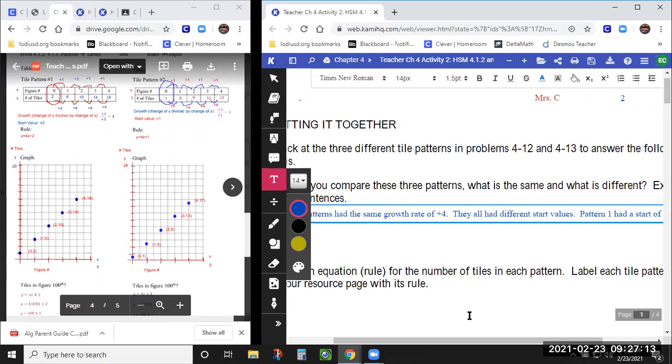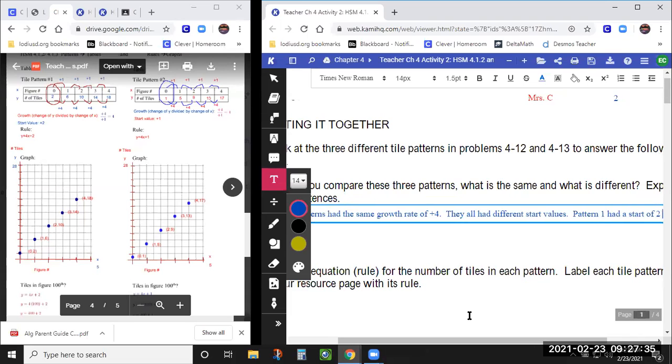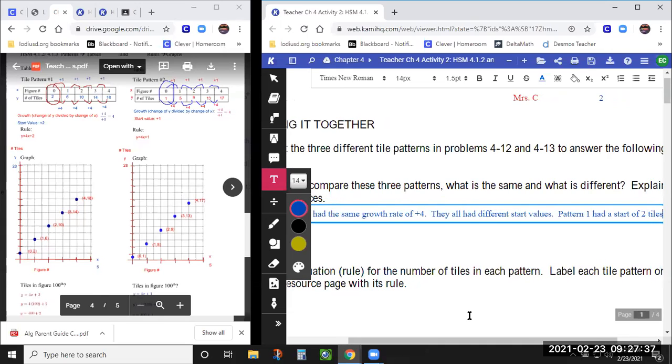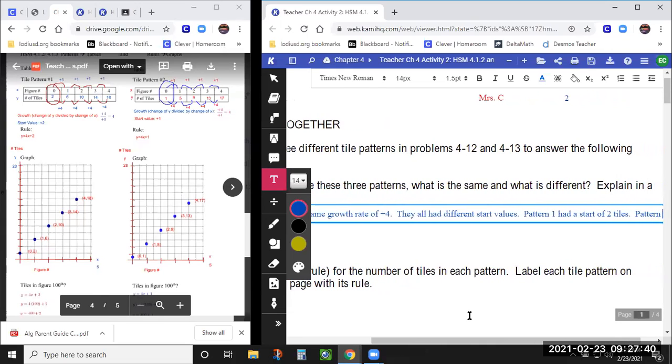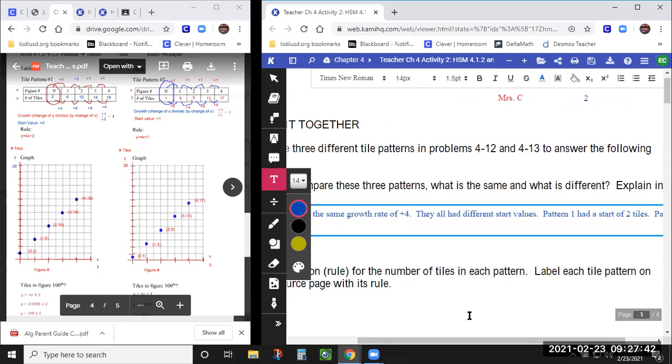I should see everybody on the same spot I'm at in the worksheet. That we're at the very top on the one pulling it together, not somewhere else on the worksheet, right? So pattern 1 had a start of 2 tiles. Pattern 2 had a start of what?